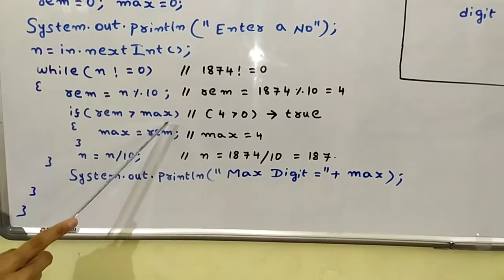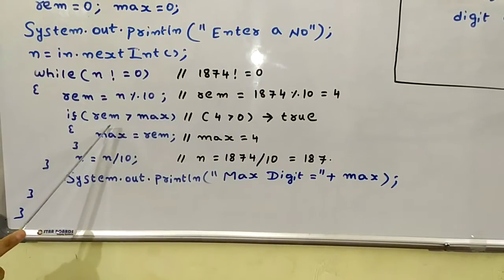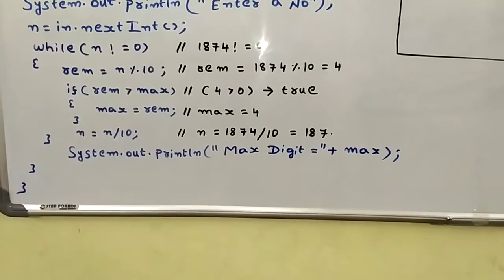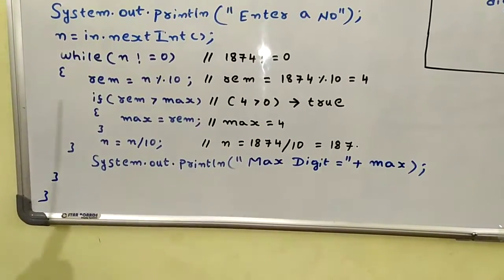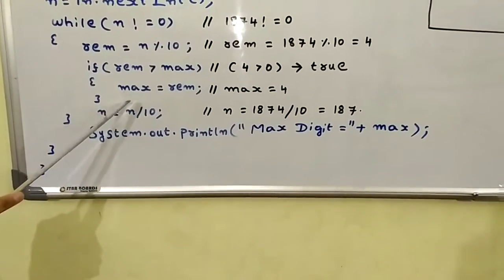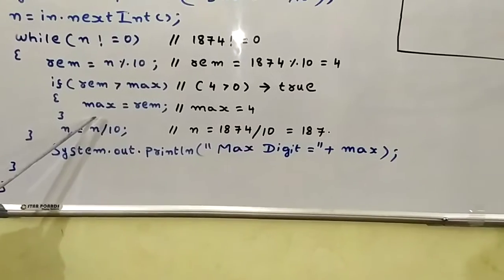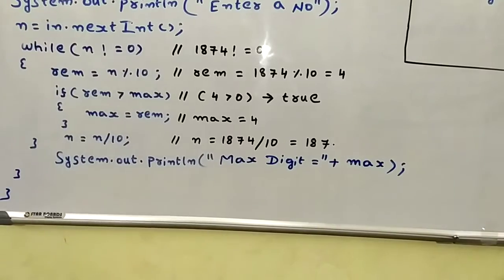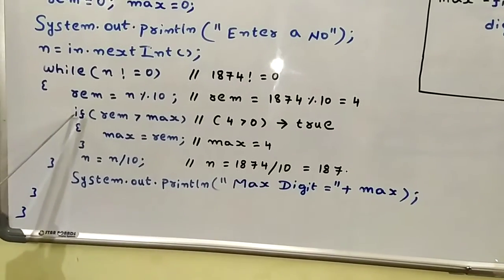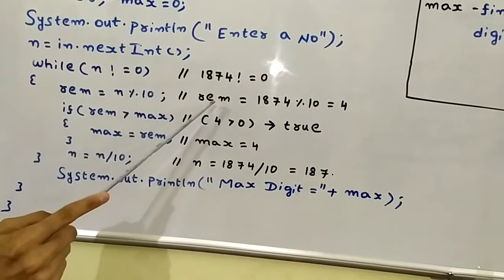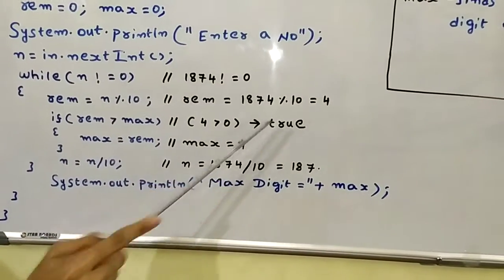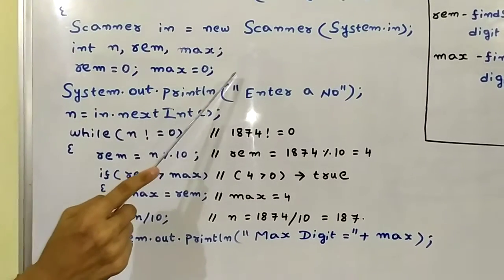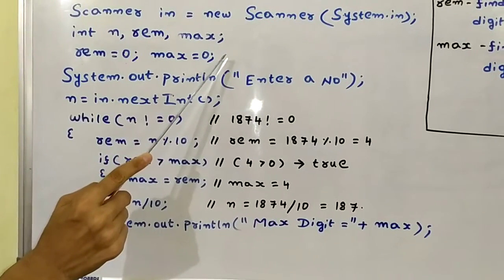If rem greater than max, that means if the remainder value is greater than the max value, then the remainder value is going to get stored within the max. That is the logic that we adopt within this program. This is the core part and the very important part of this entire program that you are supposed to follow. Let us see how it works with the help of an example. Here we already saw that rem value is equal to 4, but max value is not changed. Max value remained as it is. So max value is equal to 0.